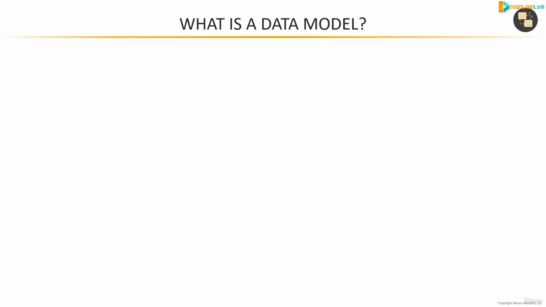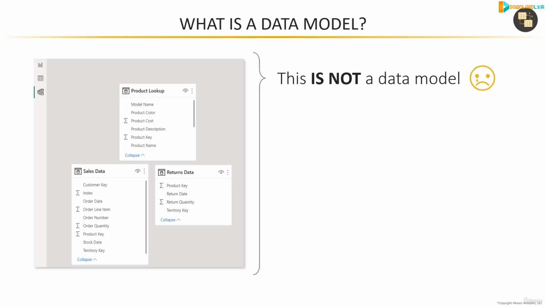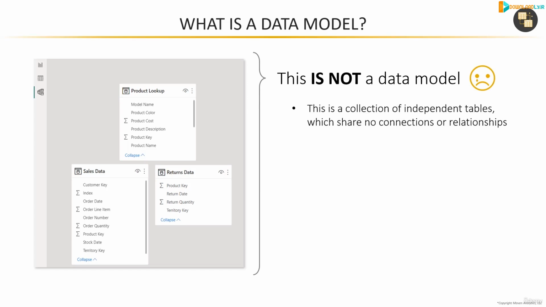All right, so to kick off the data modeling 101 part of the section, you may very well be asking yourself, well, what the heck is a data model anyway? So I want you to picture something like this. We've got three different tables shown here: product lookup, sales data, and returns data. This is not a data model. What we're looking at here is a collection of three independent tables which share no connections or relationships.